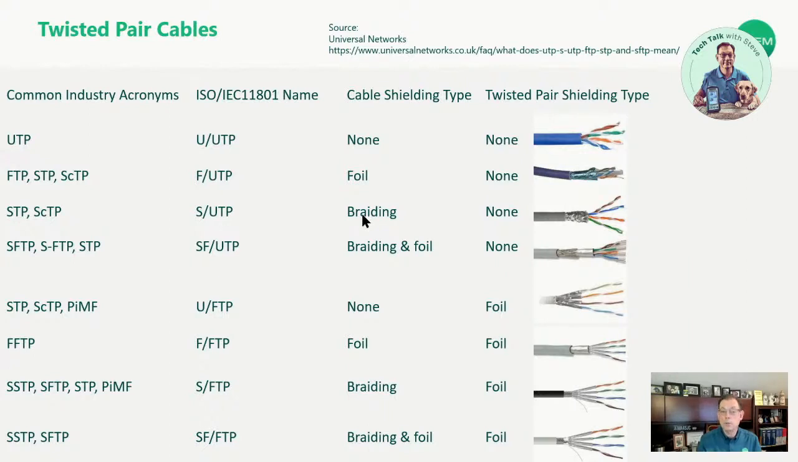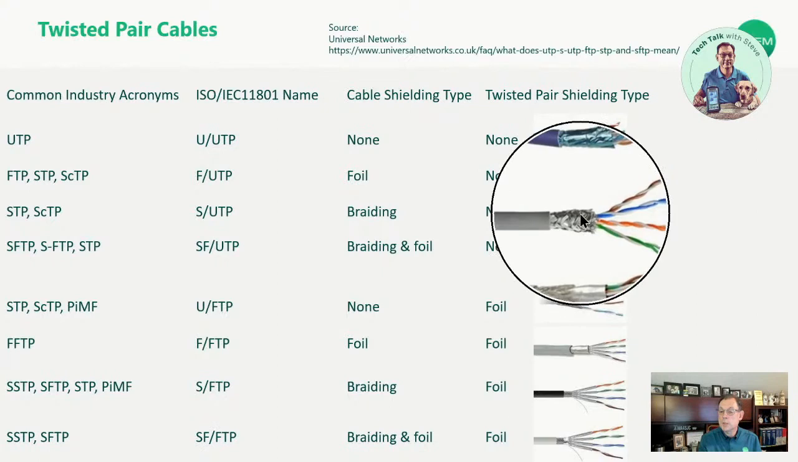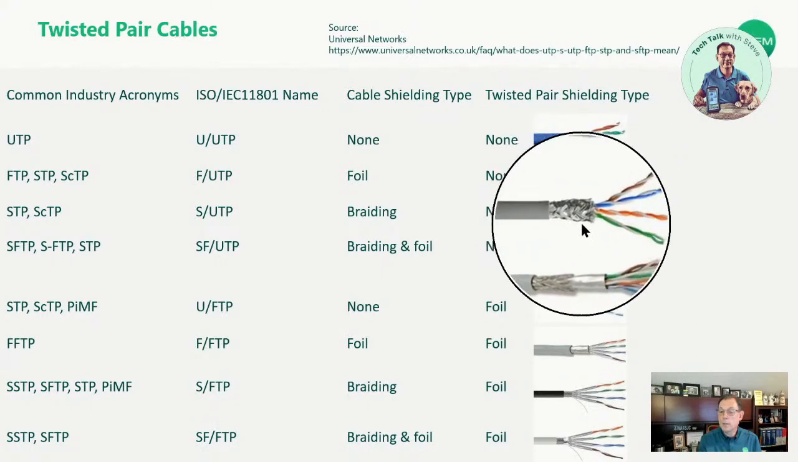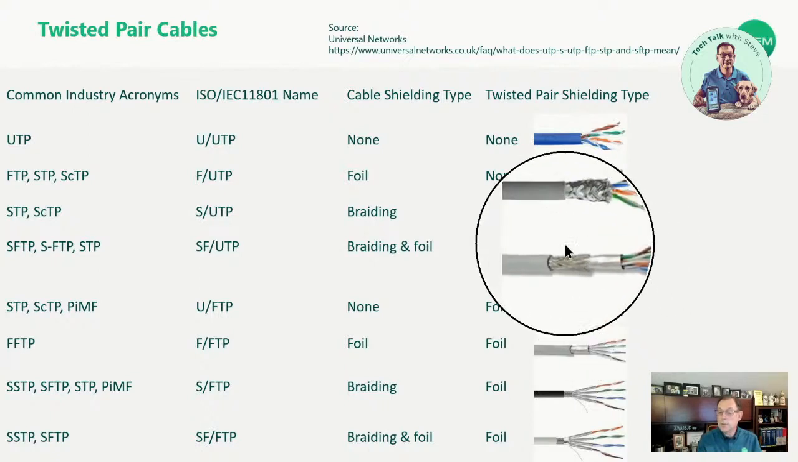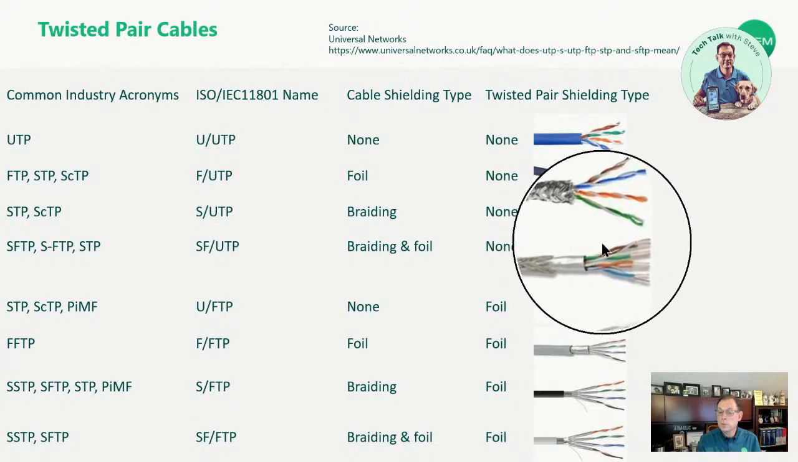It's a braided shield on an SFTP, as we can see here. It's the same construction, but that shield now, instead of being foil like we had in this first one, is a braid right here in this second one. And as we continue on down the list, the next one is an SFUTP. As you'd expect, it's got an S and an F, so overall it's going to be braiding and foil. If we zoom in on that, we can see that as well. We see a braid and a foil overall, and then those unshielded pairs.